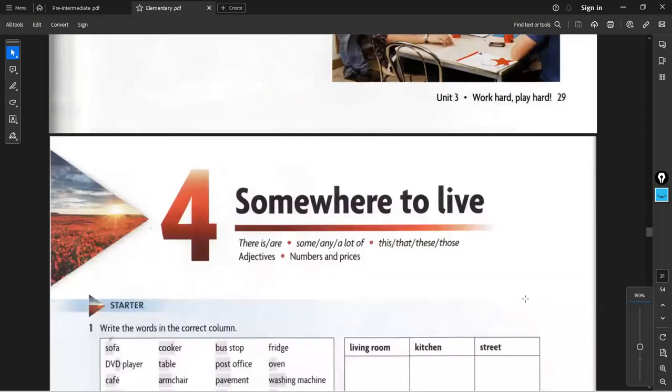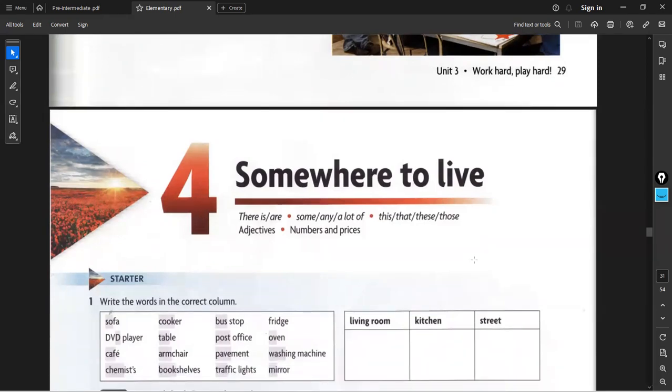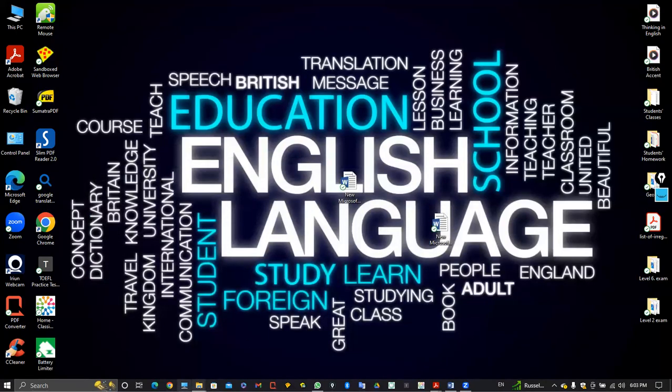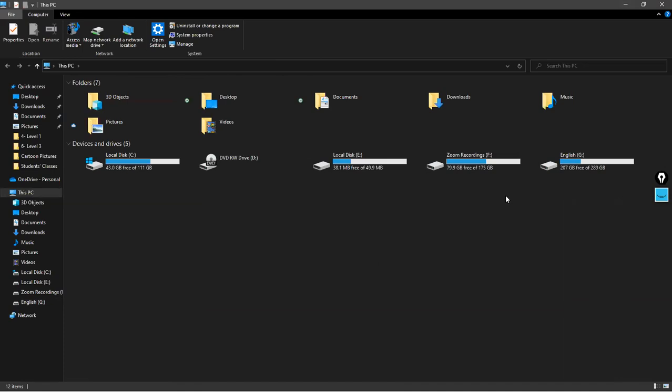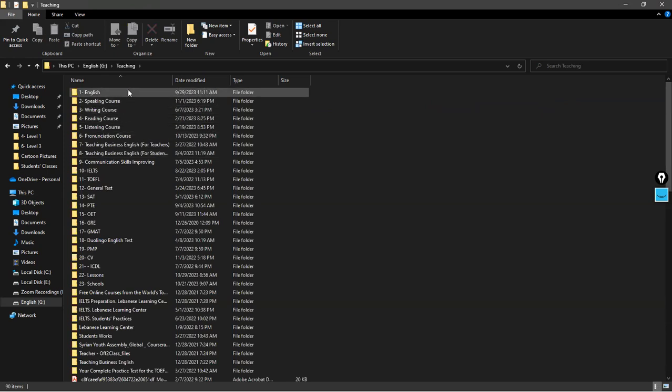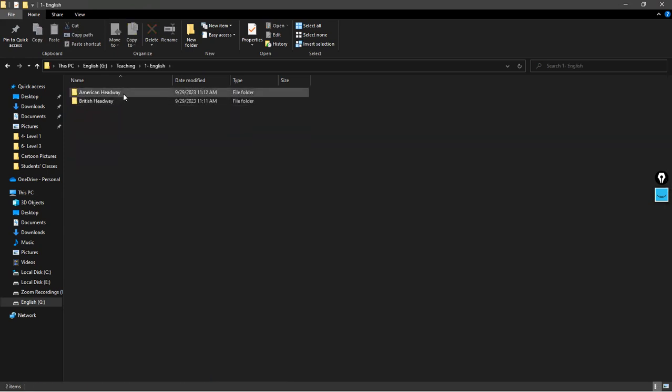In Unit 4, guys, we have some, any, a lot of, this, that, these, those. We have some adjectives and numbers with the prices. If you remember, guys, I told you that you have to be careful using some and any with there is and there are, because sometimes they are confusing. I think I have a practice about there is and there are. Let's try to do this practice because it is important.